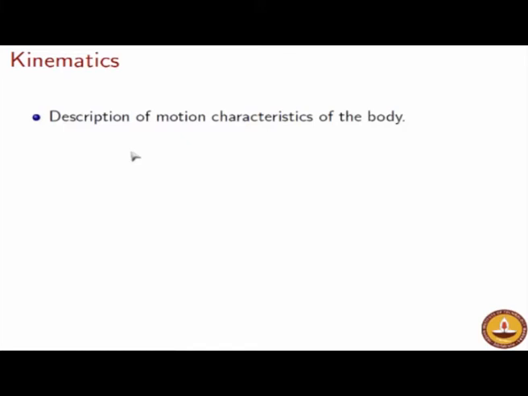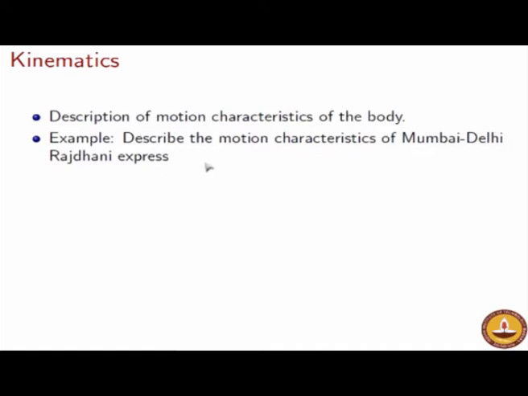By description, a naive, simplistic idea could be this: let us say my body of interest is a train this time, as opposed to a plane in the first slide. A description of the motion of a train, let us say the Mumbai Delhi Rajdhani Express, could be just its timetable. It leaves Bandra Central at 4 o'clock in the evening, it reaches Surat at 8 o'clock in the night, and it gets to Delhi at probably 12 noon.